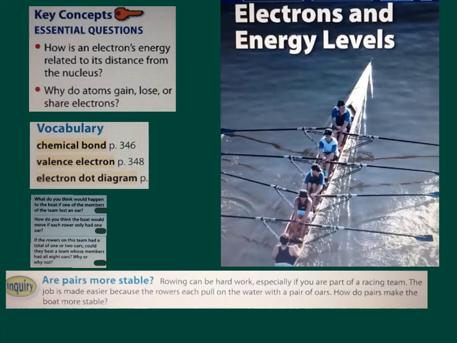So in this lesson, we're going to talk about electrons and energy levels. All right, so I want you to take a look at this picture right here and this inquiry question. Are pairs more stable? Rowing can be hard work, especially if you are part of a racing team.